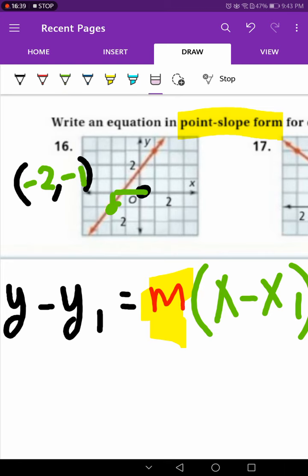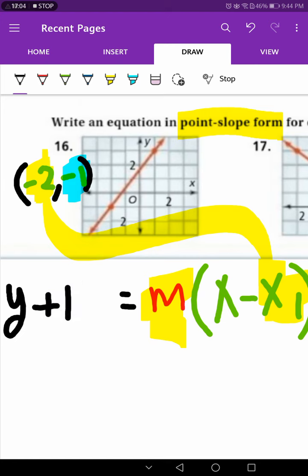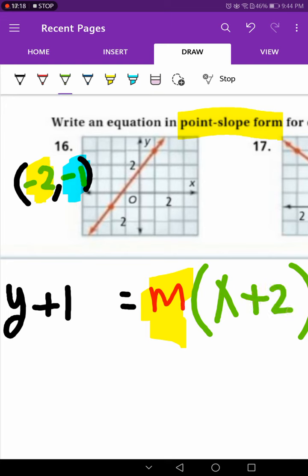Now remember that this is x1 and this is y1. I put it here, and this I put it here. Okay, now let us replace. I replace the negative 1, y equals y plus 1. It will be y plus 1. When I plot the negative 2 instead of x1, it will be plus 2. My student knows that easily. Plus 2.